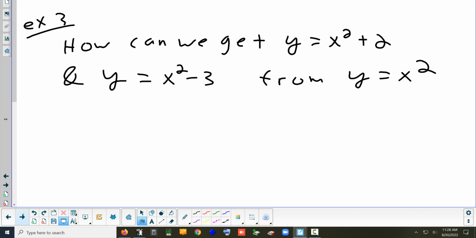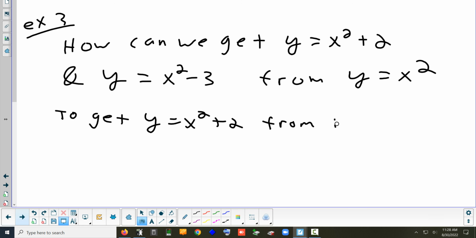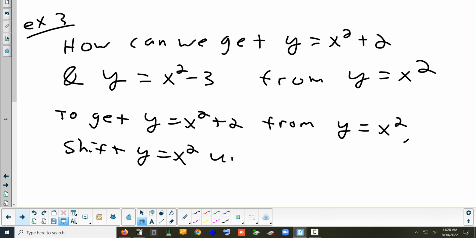So I'll just do the first one. To get y equals x squared plus 2 from y equals x squared, you would shift y equals x squared up 2. That's how you would do it. Alright, so there's only one change. There is only one transformation in each of those.